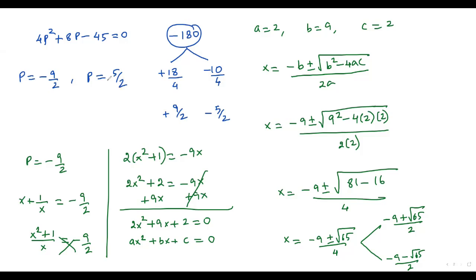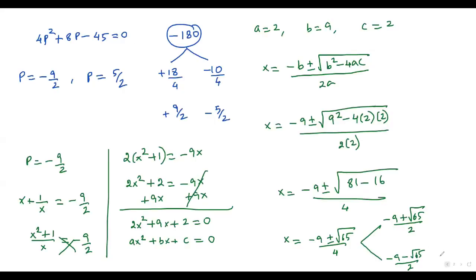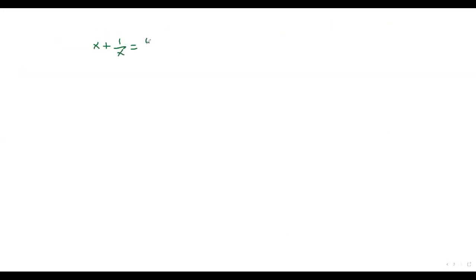Okay, now we have to solve this equation. That is, in this equation for p we have to plug in the original expression, that is x plus 1 over x. Okay, now let me continue on the next page. Okay, so here we have x plus 1 over x equals, on the right side, 5 over 2. Let me write it.